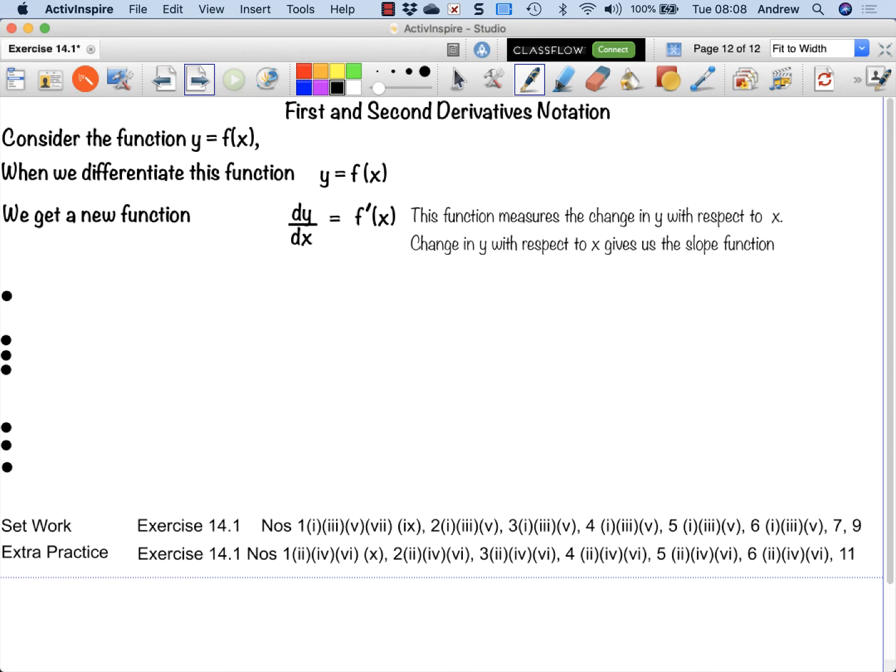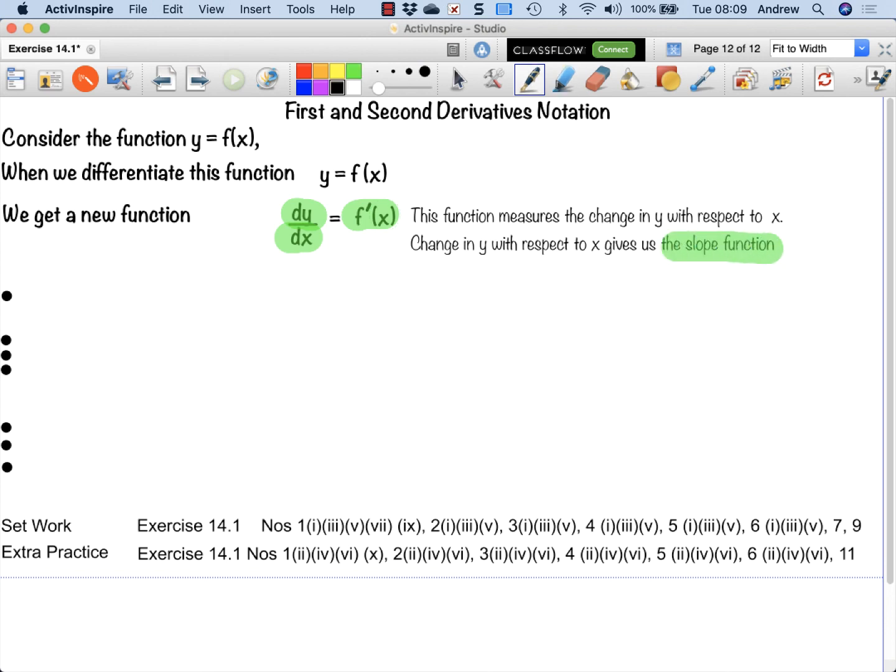Now, what I need to go through with you now is first and second derivative notation. And what we have here is consider the function y is equal to f of x. And when we differentiate y equals f of x, we get a new function, dy dx equal to f dash x. We did that in the last unit of work. This function measures the rate of change of y with respect to x. And the rate of change in y with respect to x gives us the slope function. So we know from last year that this is the slope function.